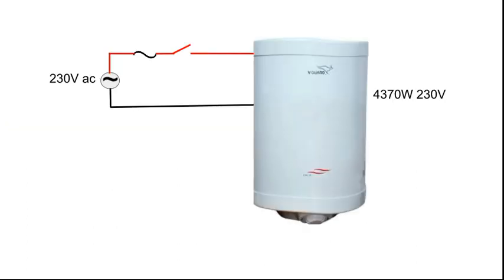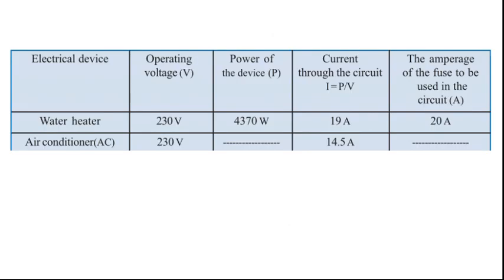But when a 19 ampere current flows through a 19 ampere fuse wire, it would get melted away. In order to avoid this, you must use a fuse wire of amperage slightly greater than the current in the circuit. So we will round to the next whole number. That is, if you are getting 19 ampere as the current through the circuit, you will use a fuse wire of amperage 20 ampere, which is the next whole number. So here a 20 ampere fuse wire is used.